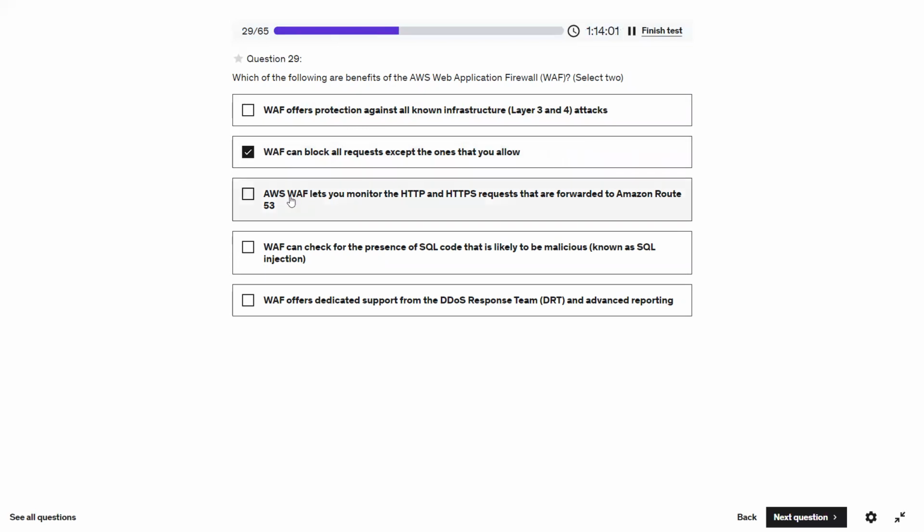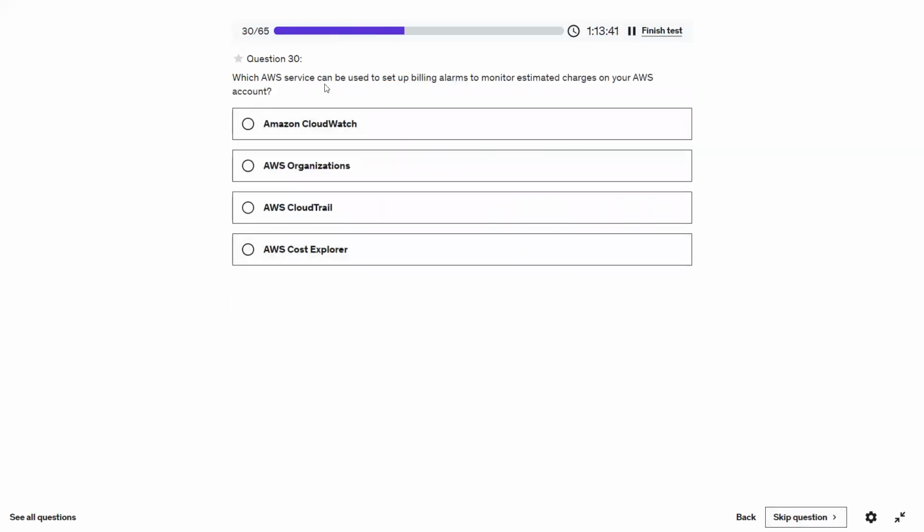Looks okay. AWS lets you monitor HTTP and forward to Route 53. So this looks wrong. WAF can check the presence of SQL code that is likely to be malicious. Looks okay because it will prevent our application from some kinds of attacks. WAF offers dedicated support for DDoS. So wrong. Which AWS service can be used to set up billing alarms to monitor estimated charges? So billing alarms, we can set the alarm under CloudWatch.